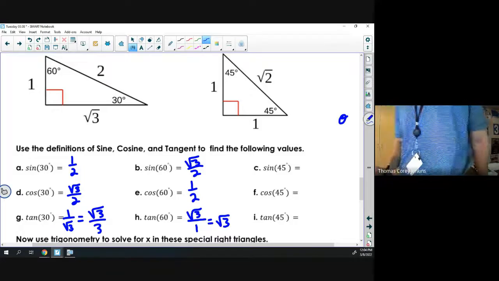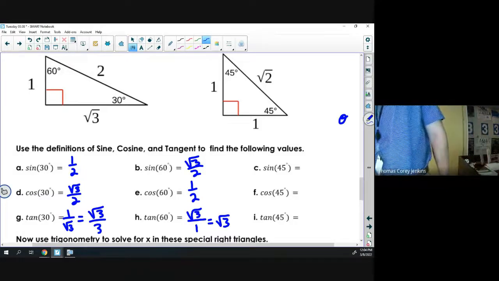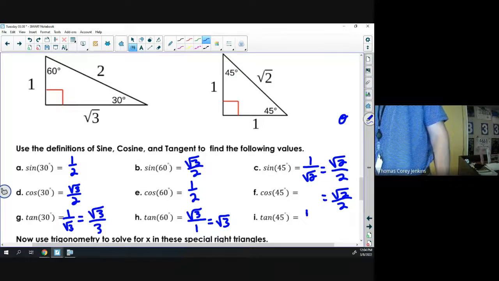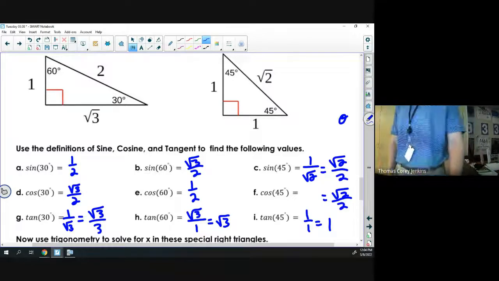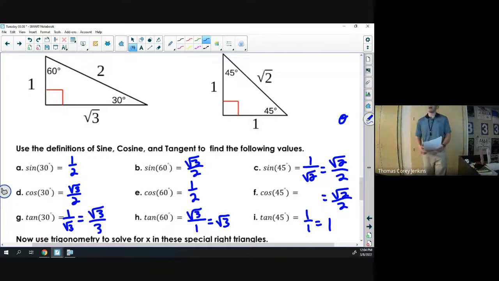So sine of 45 is going to be 1 over the square root of 2, which is the square root of 2 over 2. Cosine is going to be the exact same, square root of 2 over 2 ultimately. And then tangent is 1 over 1, which is 1. Anyways, that concludes our lesson. So let me stop the video, and then I'll pass out some drill work that you can do to help.